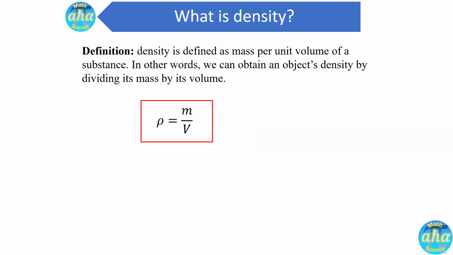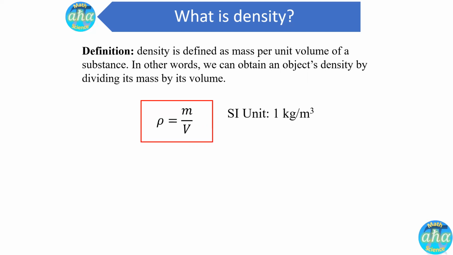Usually, the symbol for density is rho. It's a Greek letter, and the mass is denoted as m, and the volume is denoted as V. So if we do m divided by V, we get density. And the standard unit for density is 1 kilogram per meter cubed.